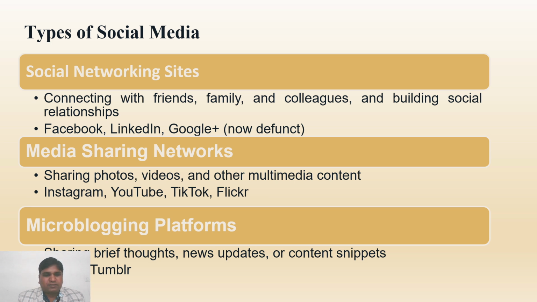Microblogging platforms are for sharing brief thoughts, news updates, or content snippets. Microblogging platforms give you a platform where you have to write your message in a few characters, as on Twitter. There you can't write an article. You have to share your message within a few characters, and Tumblr.